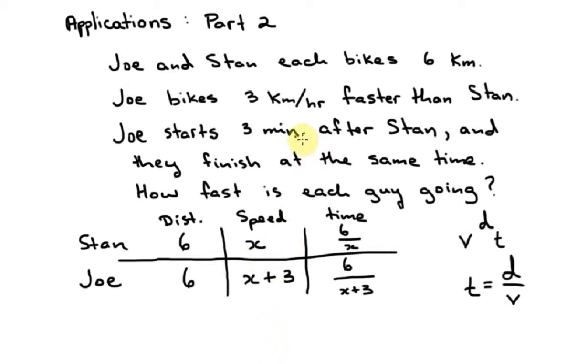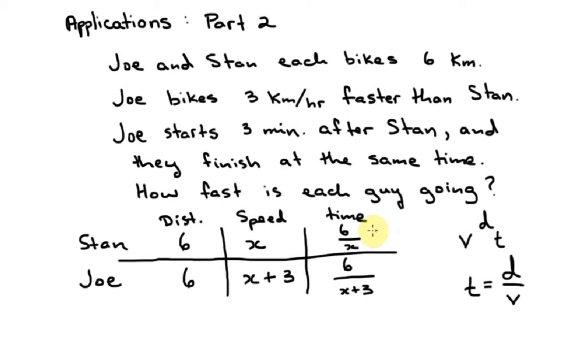And the only other bit of information I haven't used yet is this 3 minutes business. So we don't know how much time Stan and Joe need, but we know that Stan is 3 minutes longer on his bike than Joe, right? Because Joe starts 3 minutes after Stan. So Stan's already been going for 3 minutes, then Joe starts, and then they finish together. So Stan's going to have 3 more minutes than Joe.